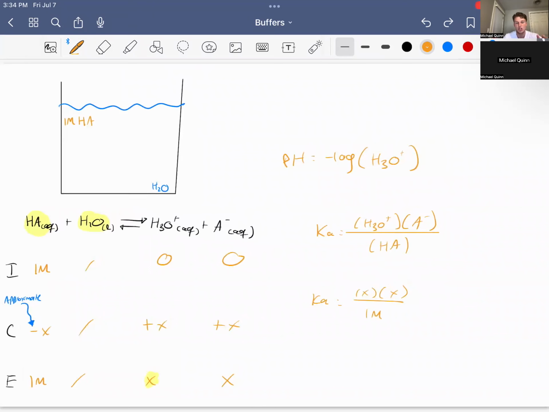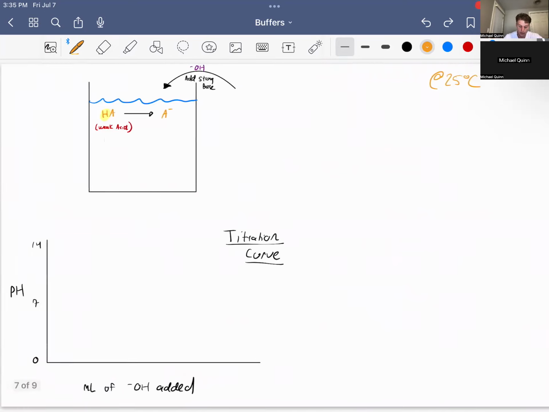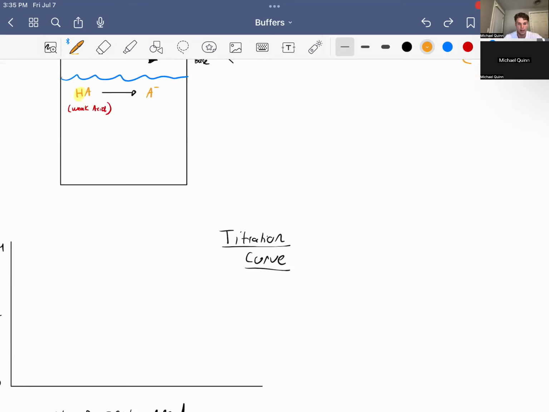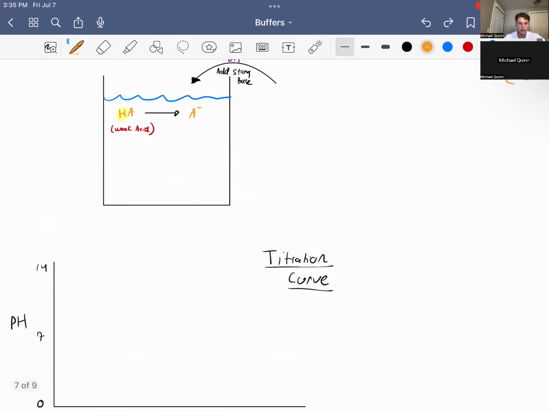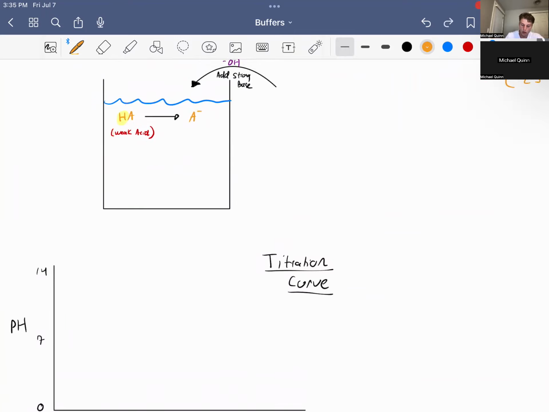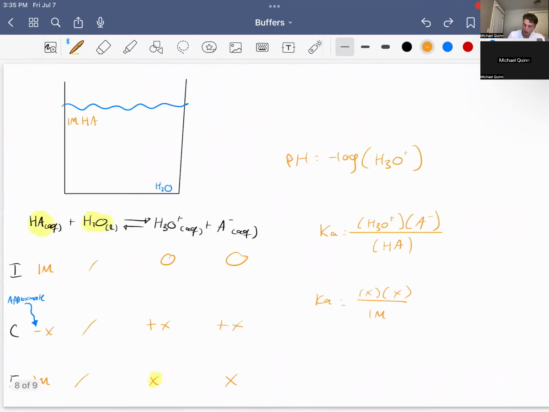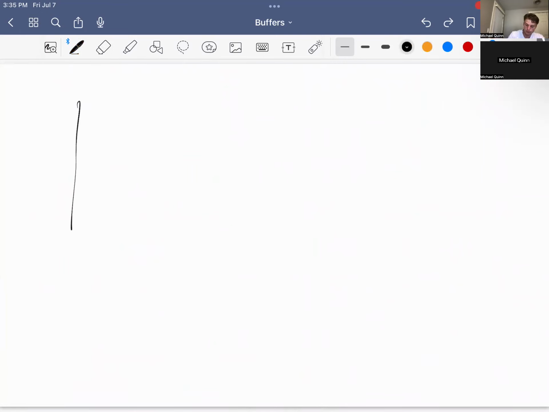So this is the start of a titration. We have not added any OH minus yet, so the titration has yet to begin. So what happens when we start adding OH minus? What we can see is that we're going to start forming some conjugate base. So let's continue our discussion.